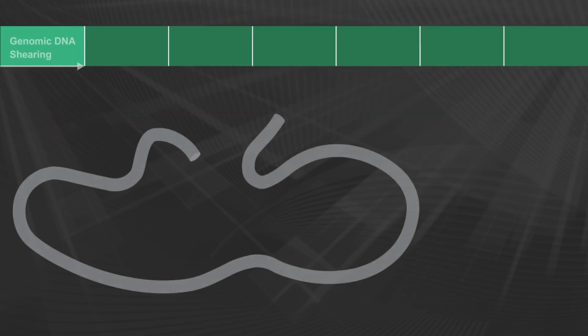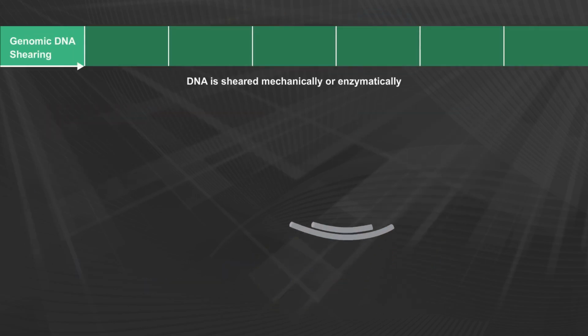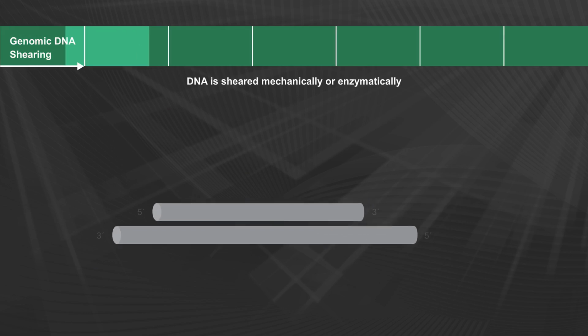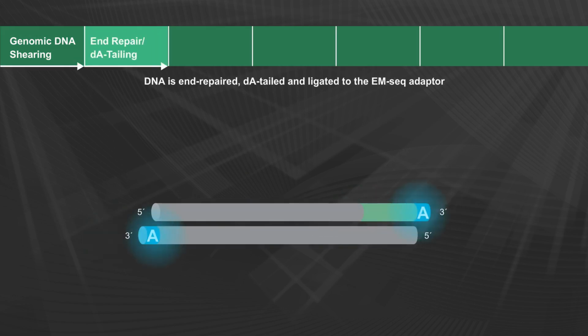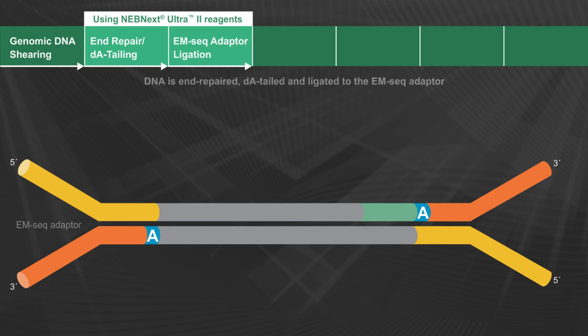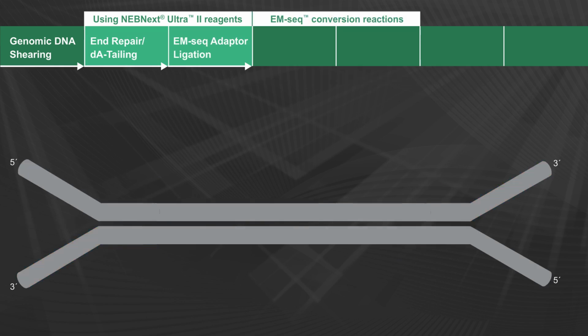The workflow begins with DNA that has been sheared mechanically or enzymatically using NEBNext Ultra II. This DNA is end-repaired, dA-tailed, and ligated to the EM-seq Adaptor using NEBNext Ultra II reagents. The DNA is now ready to move into the EM-seq conversion reactions.